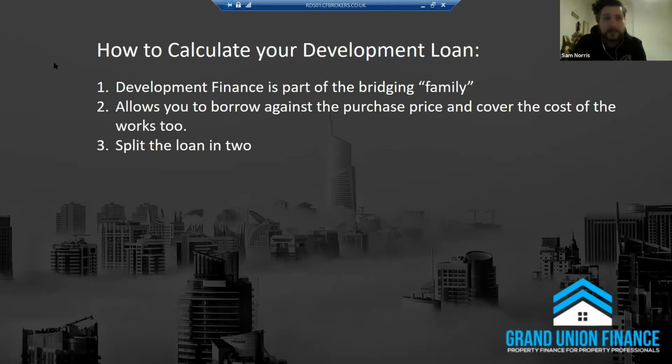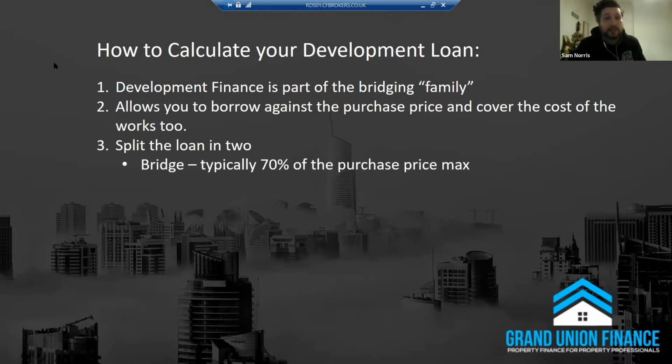Here we go. It's almost like I wrote this myself, isn't it? We split this loan into those two. The bridge, which is typically up to about 70% of the purchase price maxed out. There are some lenders that will go a bit higher, 75, but typically maxed out at 70% of the purchase. So this is what we would call our initial advance, the bridging loan against the purchase price. And this is what is released to you on completion to contribute towards the purchase of the property.